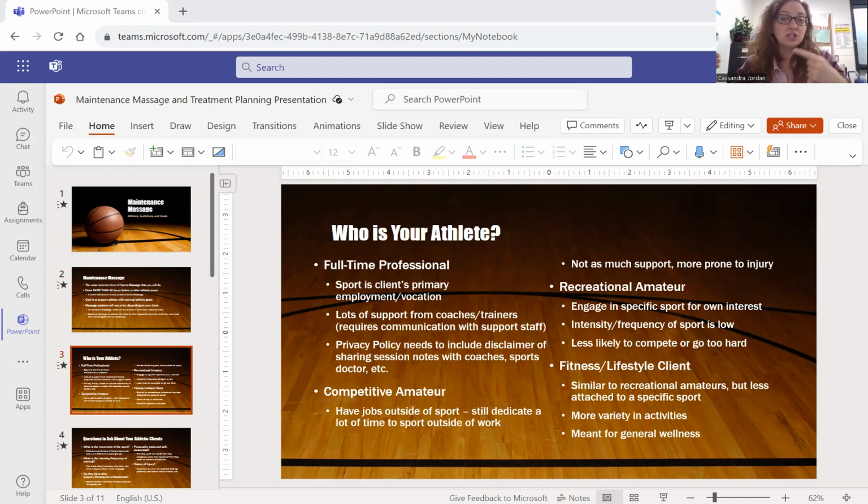Maybe they're still regularly doing this thing, but it's more recreational. It's not hours and hours every single day training really hard, getting them to their edge, right? So they're engaging in this specific sport for their own interest. Maybe that's medieval armored combat. Maybe that's archery. Maybe that's yoga, but they have this specific sport. They're not necessarily going to be out there doing a ton of cross training. The intensity or the frequency is low, and they're a lot less likely to go to a competition or to push themselves too hard.